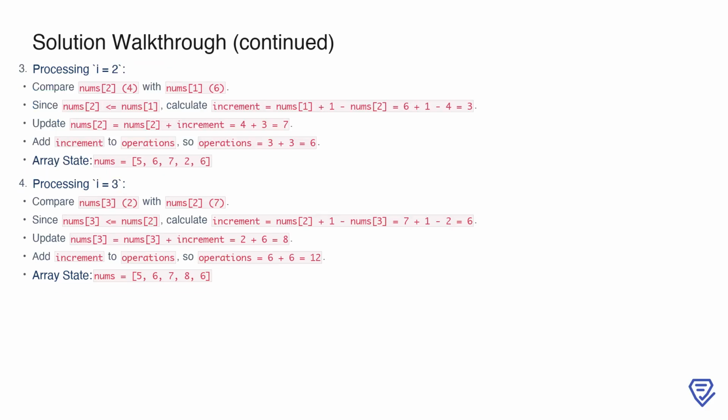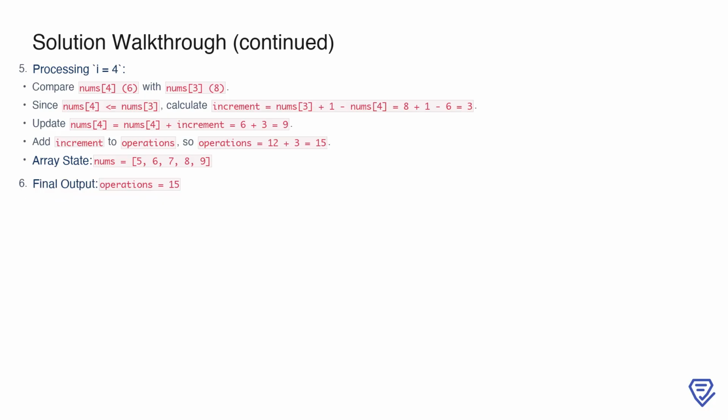Now, moving to index 2, nums[2] is 4, which is less than or equal to nums[1], which is 6. The increment required is nums[1] + 1 - nums[2], which is 3. We update nums[2] to 7, and the operations counter increases to 6. The array state is now [5, 6, 7, 2, 6]. At index 3, nums[3] is 2, which is less than nums[2], which is 7. The increment here is nums[2] + 1 - nums[3], resulting in 6. We update nums[3] to 8, and the operations counter becomes 12. The array updates to [5, 6, 7, 8, 6].